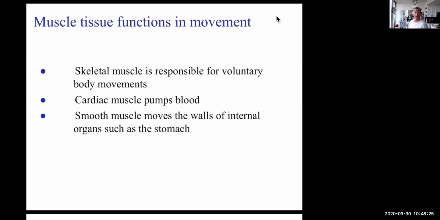Cardiac muscle pumps blood. That's its sole object in life. And smooth muscle moves walls of your internal organs, such as the stomach.